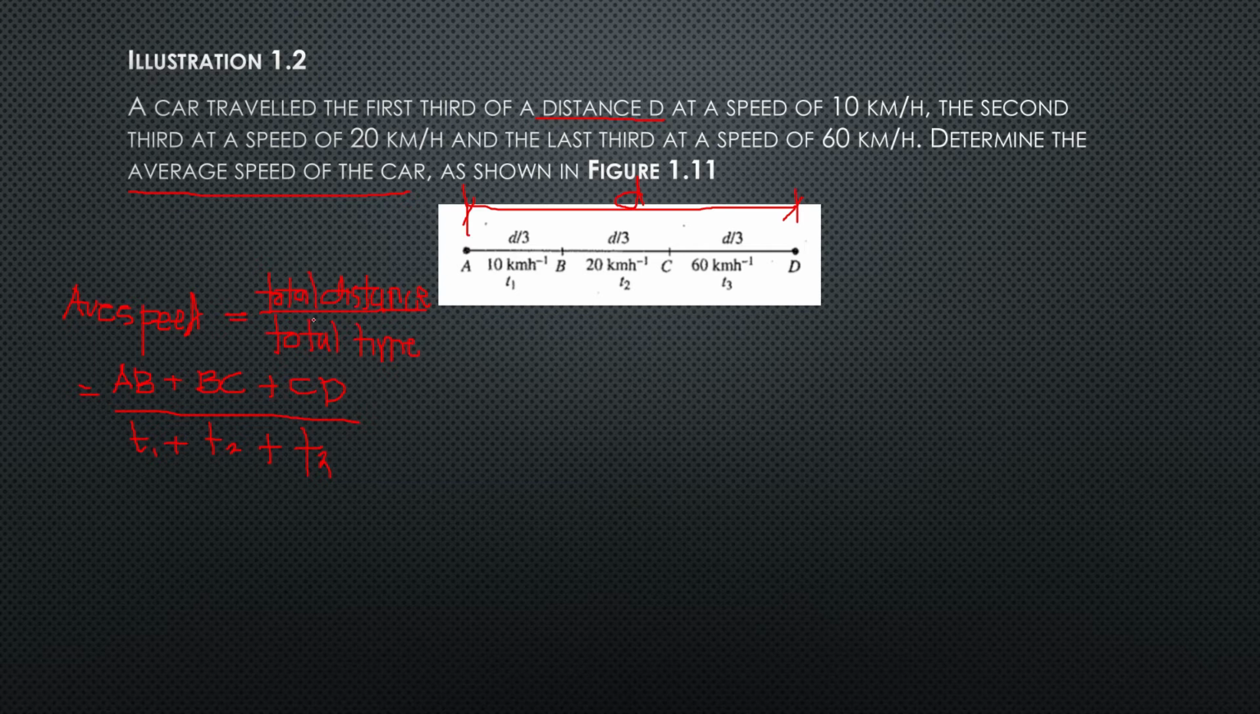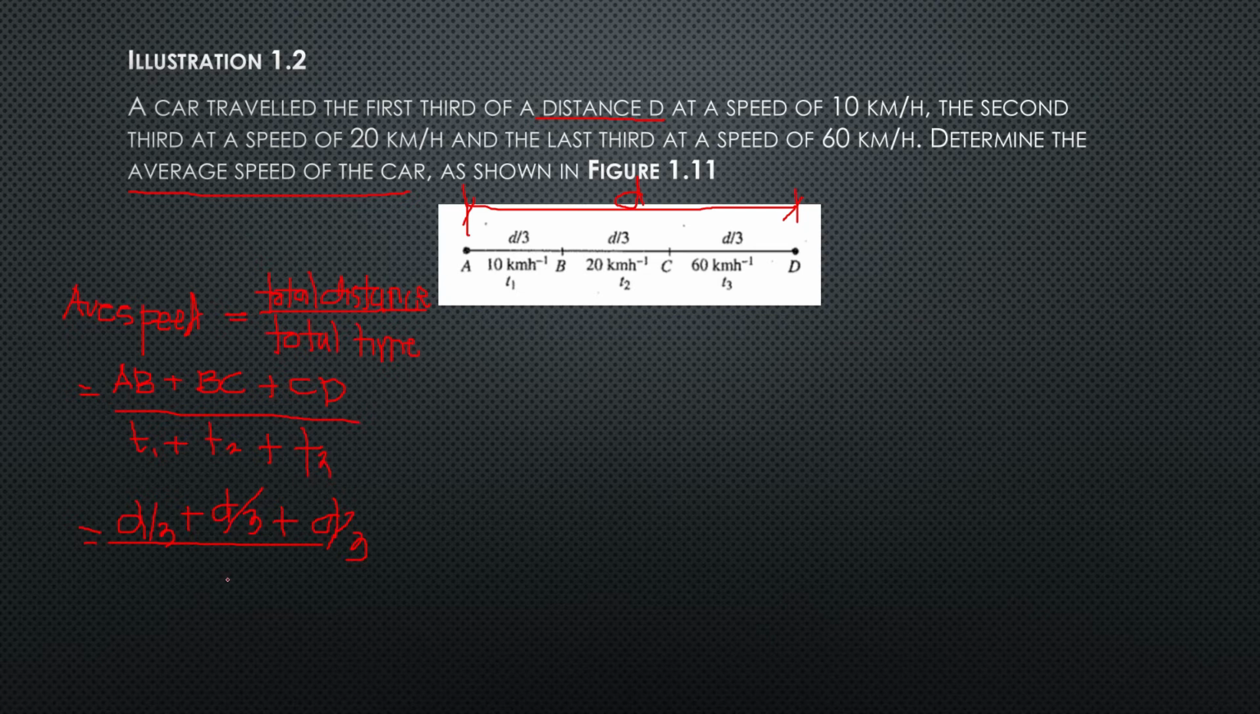But then total distance: A to B is D all over 3. Then B to C is D all over 3 again, plus D all over 3. Okay. Then T1, time 1, time 2, and time 3.